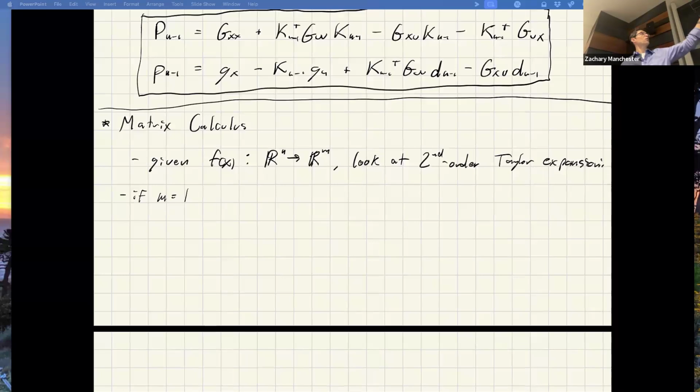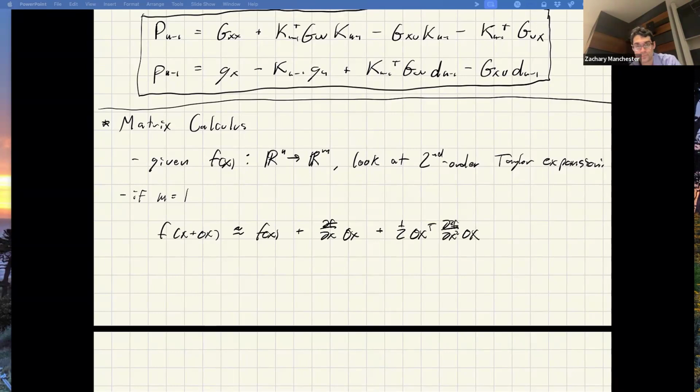Okay, so in the case m is 1, so this thing outputs a scalar. This looks like a cost function. We already know how to take a second order Taylor expansion of that. So it looks like f of x plus delta x is approximately f of x plus your gradient, df dx, times delta x, plus something that looks like delta x transpose d squared f dx squared delta x.